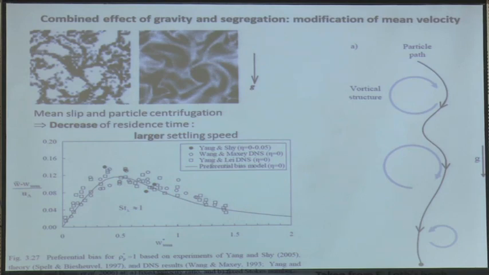Keep in mind that turbulence is going to mix things, but particles with Stokes number of order 1 are not going to be mixed. They are going to be demixed. You will have strong accumulation. And because of that strong accumulation, if you account for the effect of gravity, then you can generate a modification of the mean settling velocity.